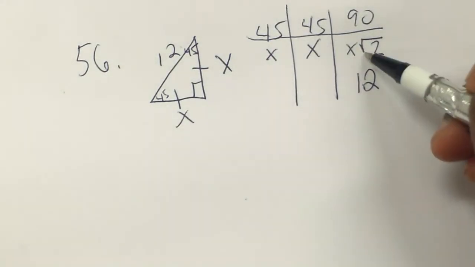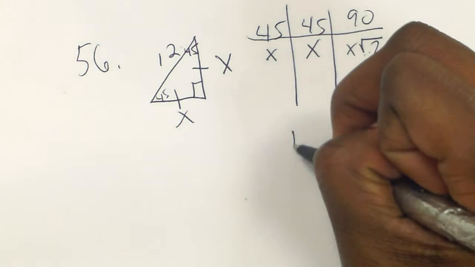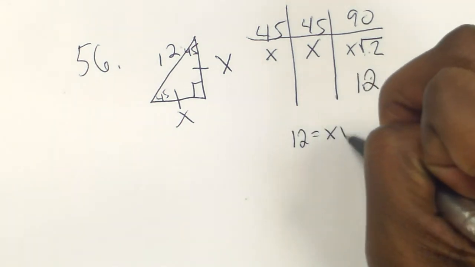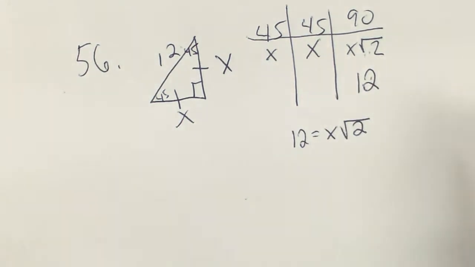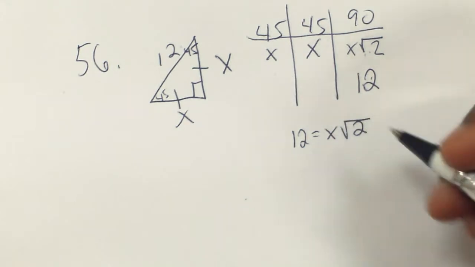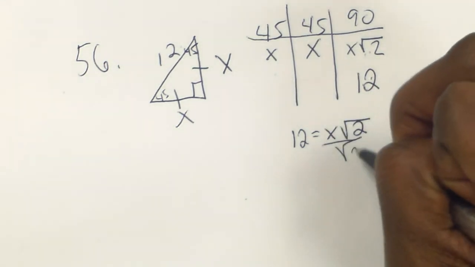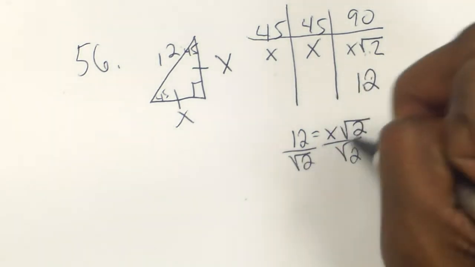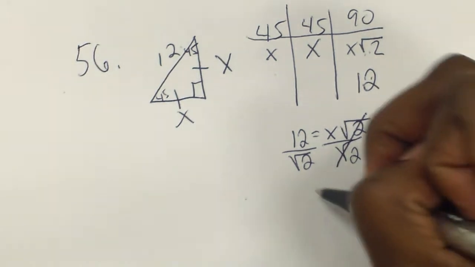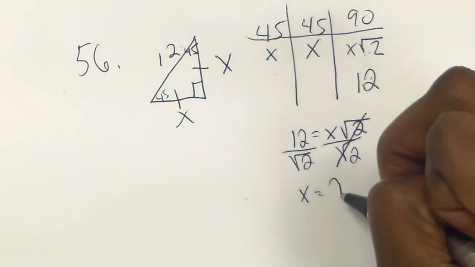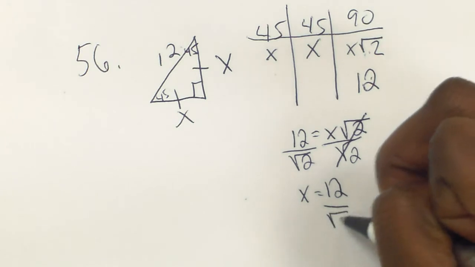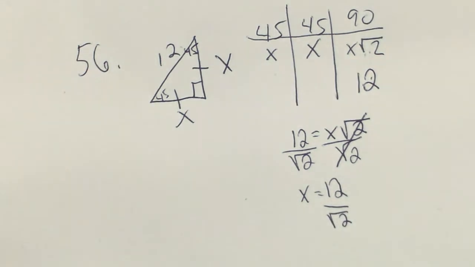So that means 12 is equivalent to x radical 2. So I'm going to set 12 equal to x radical 2. And so now we can solve this so we can figure out how much x is equal to. We divide both sides by radical 2. That cancels. x equals 12 over radical 2. But we cannot leave it like that, so we have to rationalize.